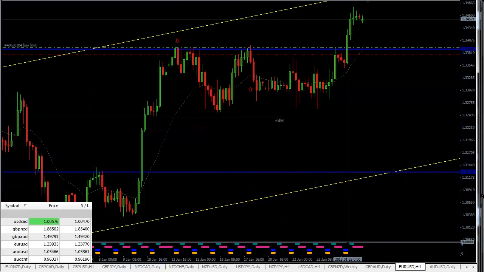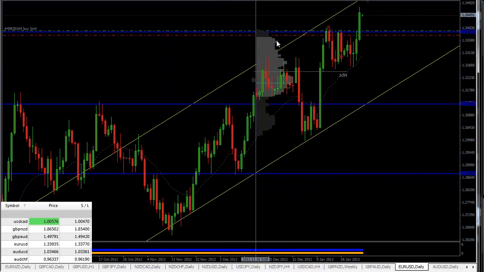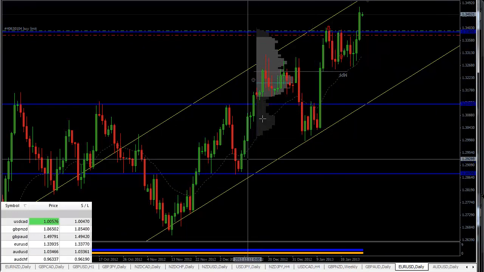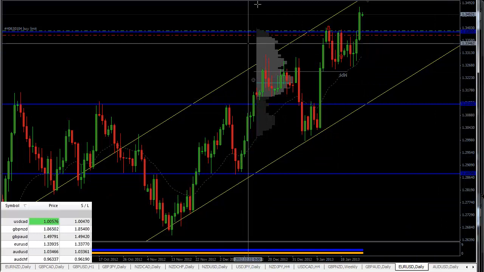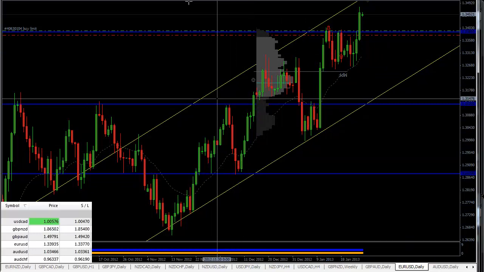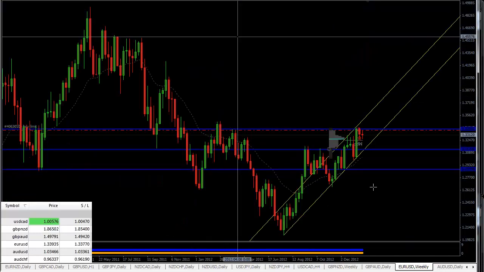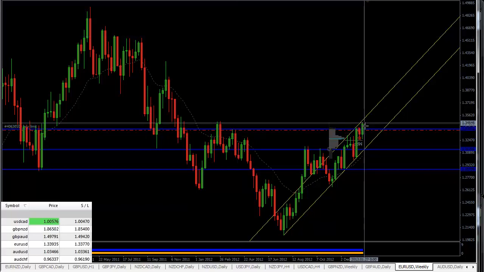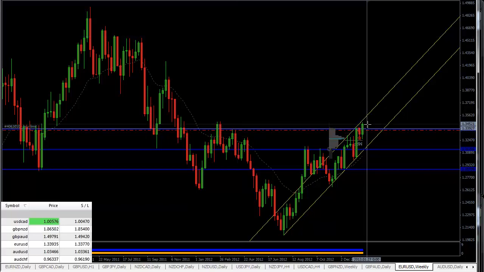Okay, we got an order on the euro dollar as well. Let's zoom out. We had a breakout of this range. We have a longer term range. We have a shorter term range. So we're right at the top, just poked out of this upper end.